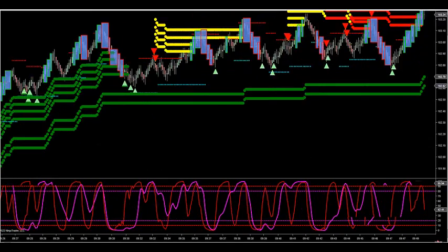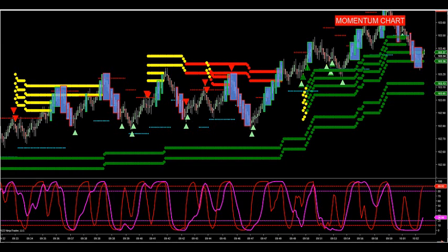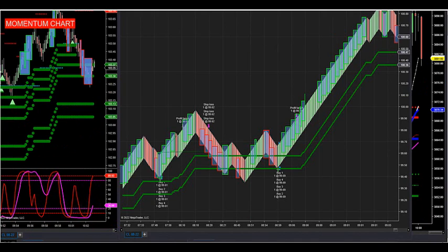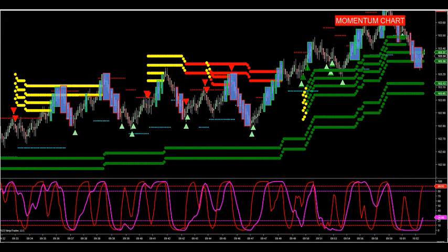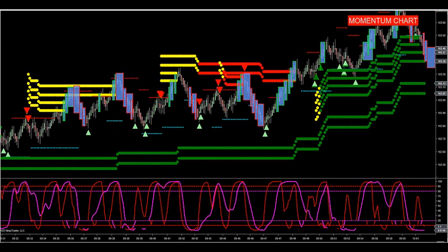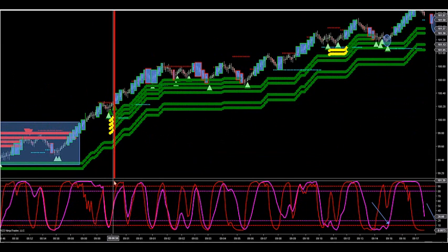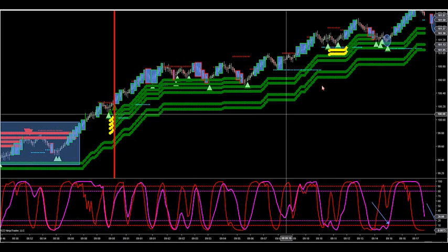Now, how can we use the momentum chart, I mean the algo, when it first started, to use automation with momentum? Well, the momentum chart turned six green all the way back here, so let's take a look at it. What time was that? That was at 9:01.